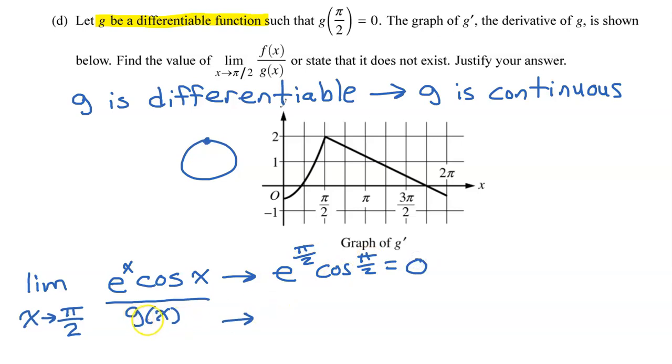In the denominator, we just have g of x. So if we do direct substitution, we get g at pi over 2. But we are told in the setup that g at pi over 2 is also equal to 0. The reason why we wrote this all out is because if the numerator and denominator are both approaching 0, we are allowed to use L'Hopital's rule.